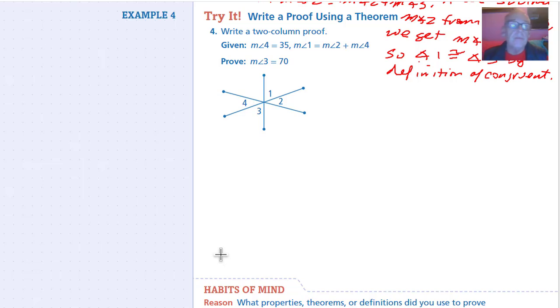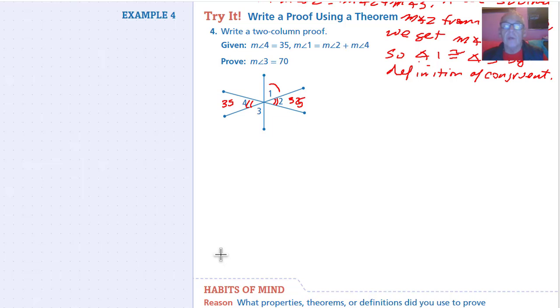We want to write a 2-column proof for this one, so let's see what they're giving us. Measure angle 4 is 35, so I'm going to go ahead and label it. Now by vertical angles, we know that measure angle 2 is going to be 35. Measure angle 1 equals measure angle 2 plus measure angle 4. And we want to show that the measure of angle 3 then is going to be 70 degrees.